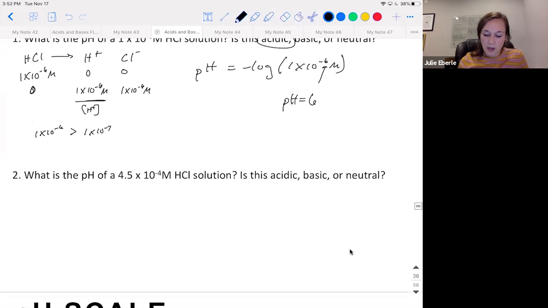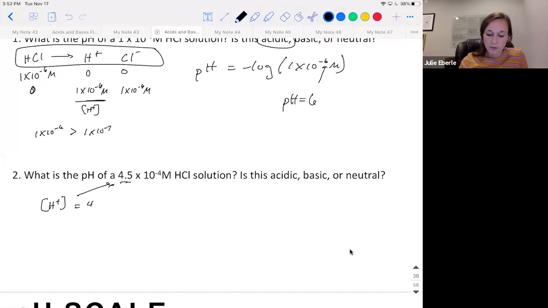Okay, but what if it's not a base number 1? What is 4.5 times 10 to the minus 4? I'm not going to write out this equation like we did up here. This still applies to this second problem, but we can know because it's a strong acid that our concentration of H plus is just going to be equal to that. So it's going to be equal to 4.5 times 10 to the minus 4 because this is strong and it will completely dissociate into H plus and Cl minus. So this is our concentration.